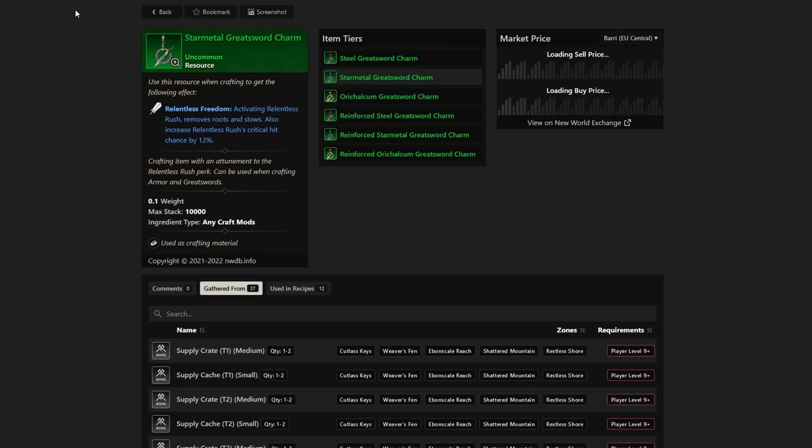As we continue forward, the next one that most recently came out is Star Metal Greatsword Charms. These things are selling for crazy amounts as well. As you can see, Relentless Freedom is a huge perk that everybody loves to take because of obvious reasons.